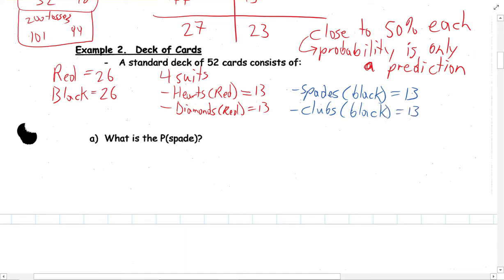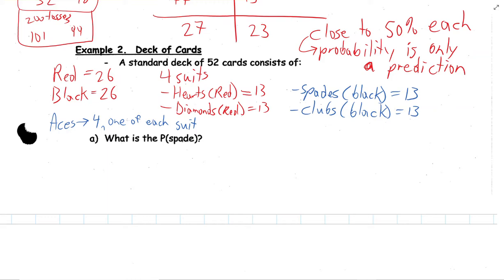Okay. So what about something like the aces? So for the aces, you would have 4. There'd be 1 of each suit. And so sometimes we talk about face cards. Okay, so aces, 4, 1 of each suit. So you'd have 1 ace of hearts, ace of diamonds, ace of spades, ace of clubs.